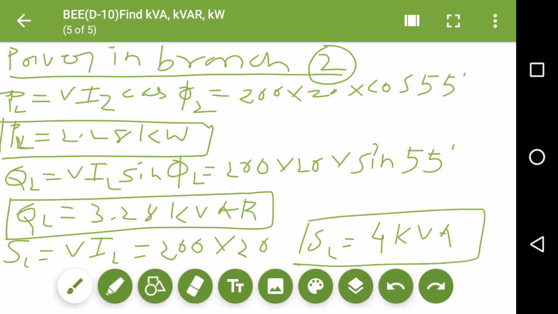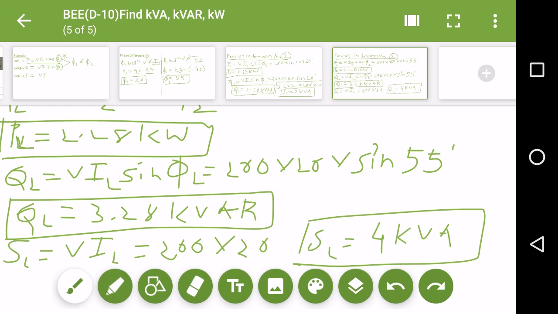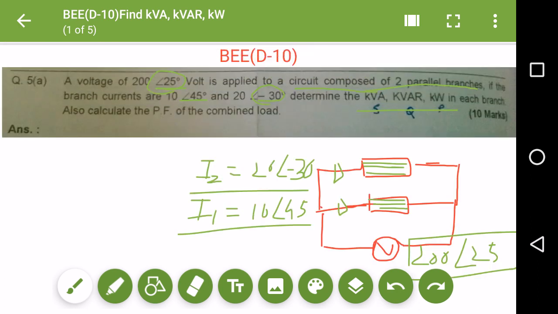So I found all the three powers in each branch, and that is what I required to find. The next part of this question, which says to also calculate the PF of the combined load, I will cover in the next video. Thank you for listening.